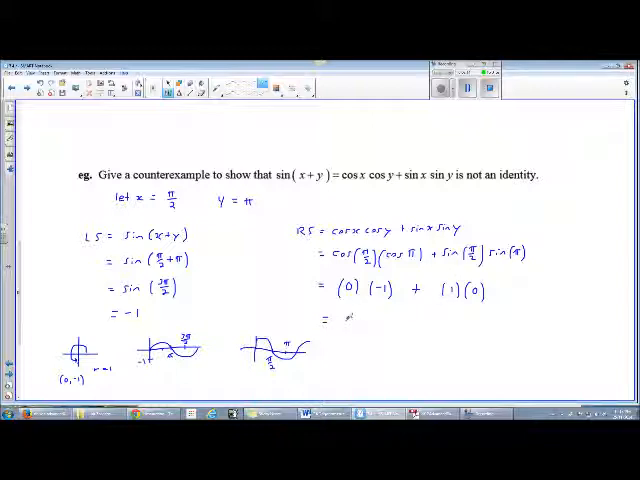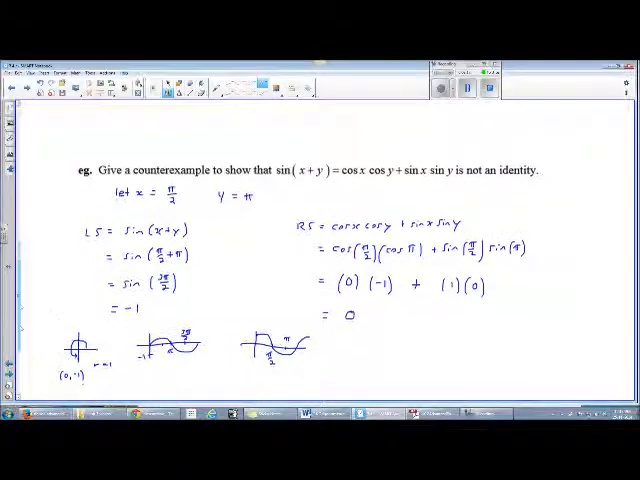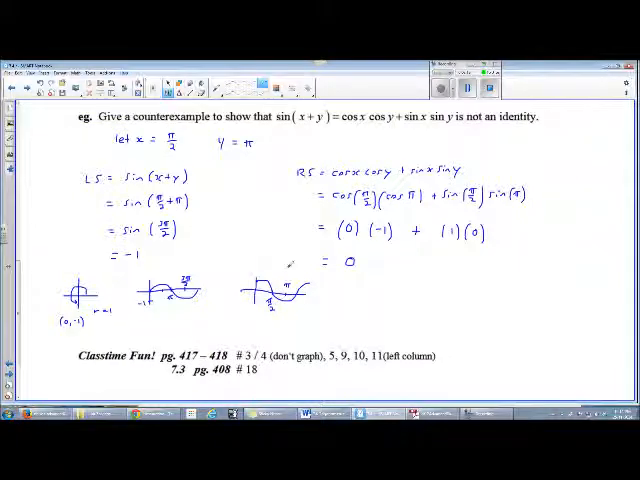And therefore we see that the left side does not equal the right side when x equals pi by 2 and y equals pi. Therefore, these are counterexamples to show that sine of x plus y equals cosine x cosine y plus sine x sine y is not an identity.